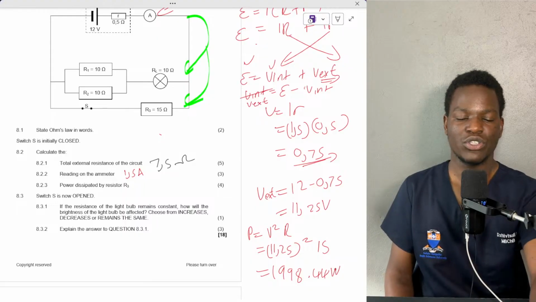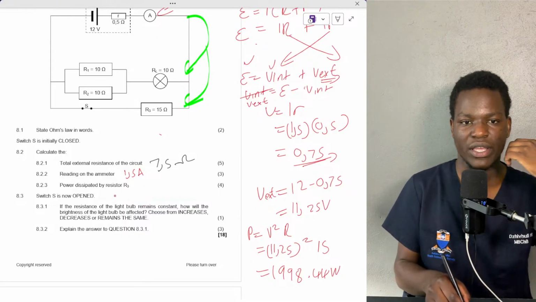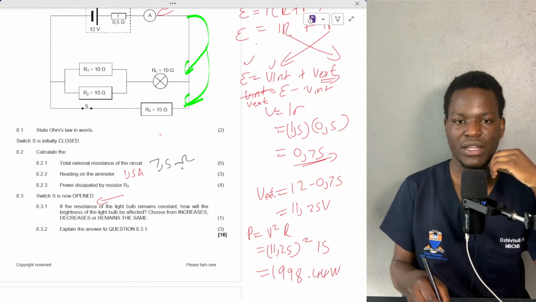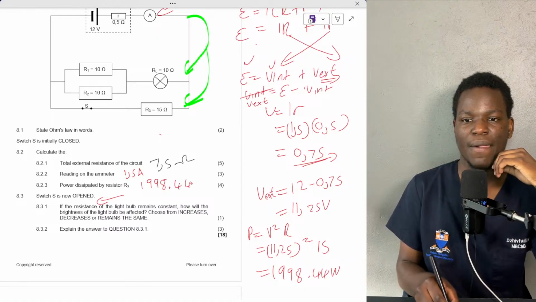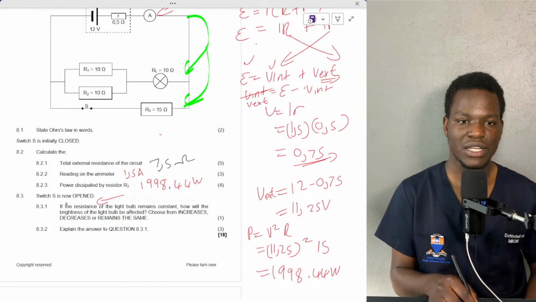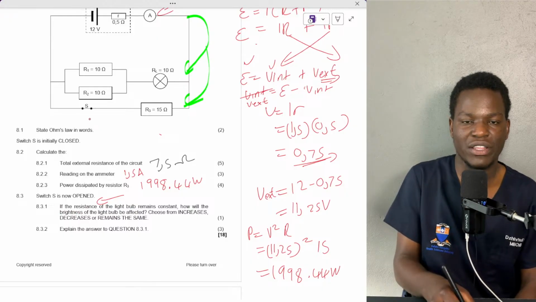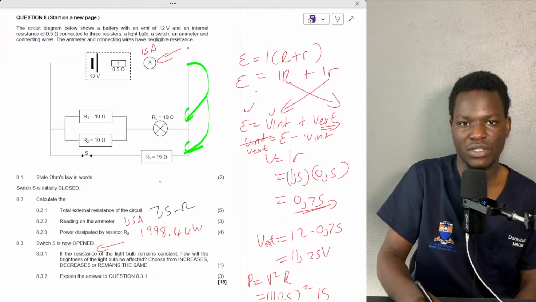When we continue with the questions, let me just write this answer here: 19.8844 watts. So now let's continue. It says that switch S is open. We open this switch. So let's open the switch there. Let me wrap here so that we work.